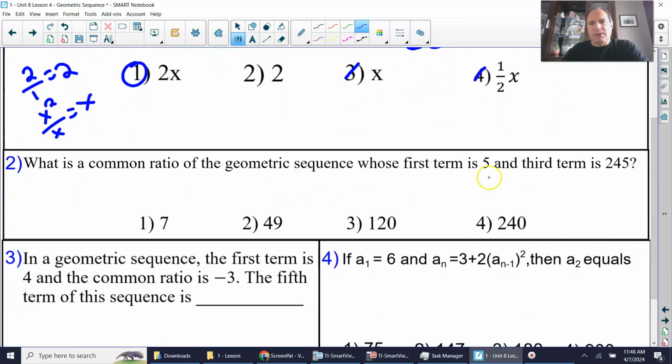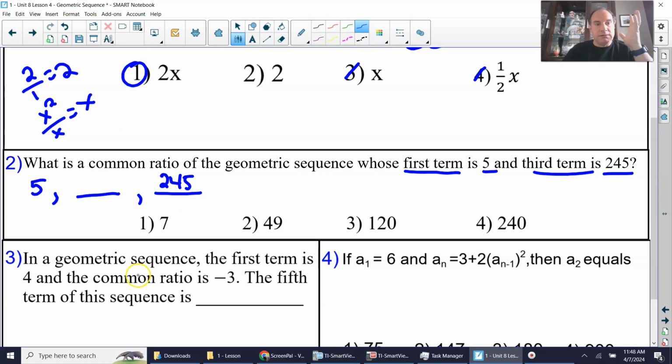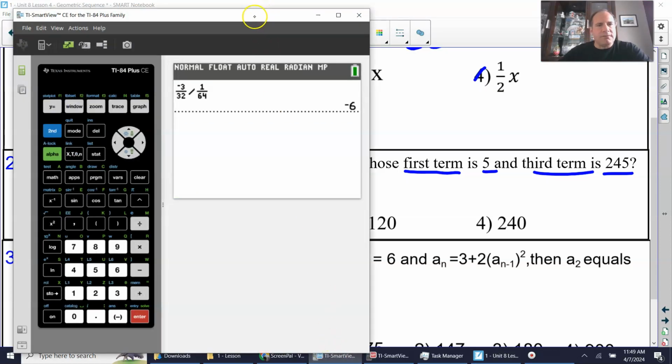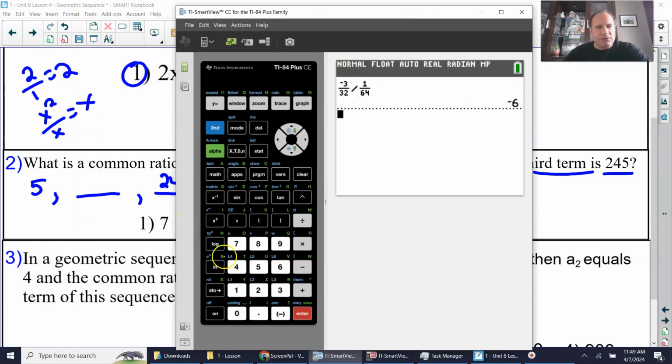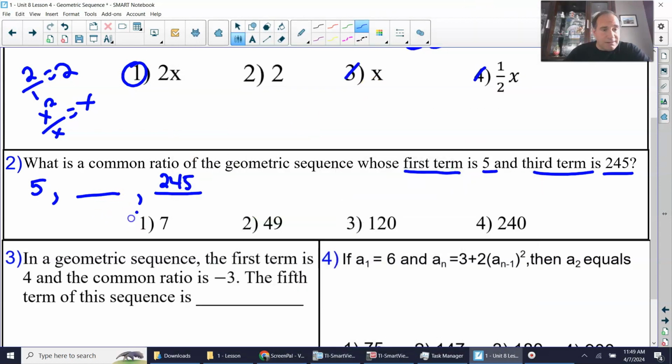Find the common ratio of the geometric sequence where the first term is 5 and the third term is 245. So we're just going to put 5 down and then a blank because we don't know that second term, and then this one. So the way I would do this is to look, you're trying to find a number that is multiplied by the term prior to get to the next term. So 5 times 7. Just take this first number, 5 times 7, and that's 35. And then 35 times 7 is 245. Done. Answer.